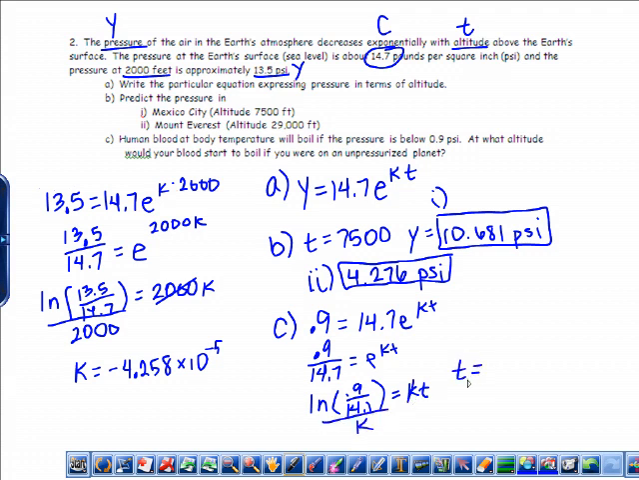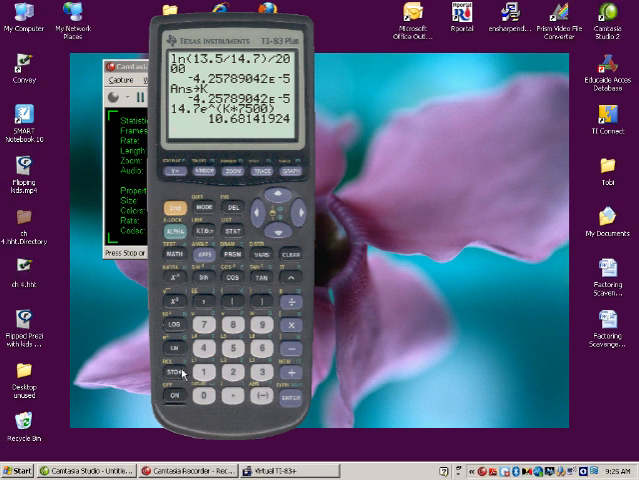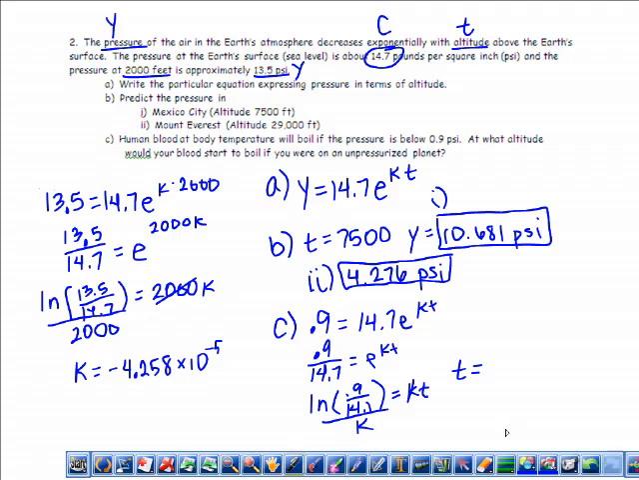Okay, so let's figure out what this t should be. And remember here, t is really altitude, so our units are going to be in feet. So we're going to plug this in, natural log of 0.9 divided by 14.7, divided by alpha k. All right, so here we get 65,607.749.